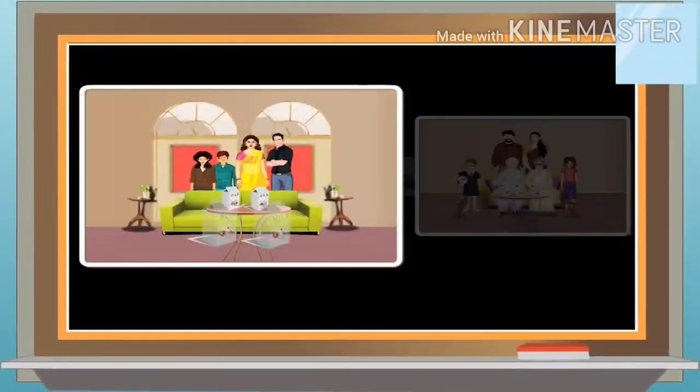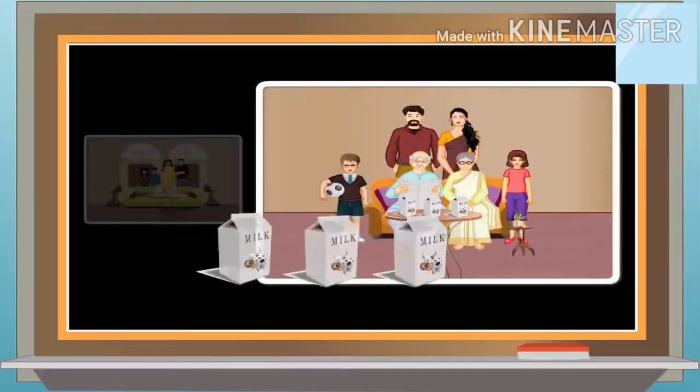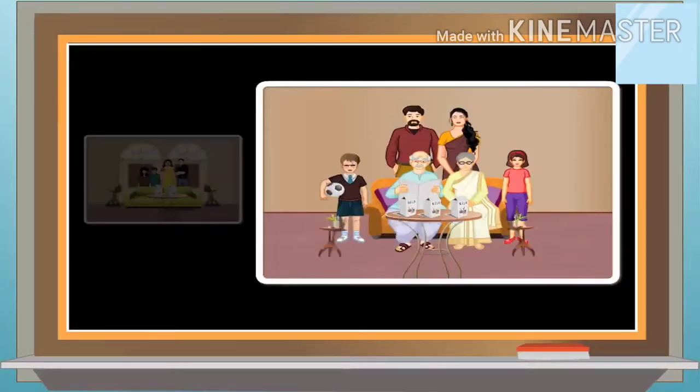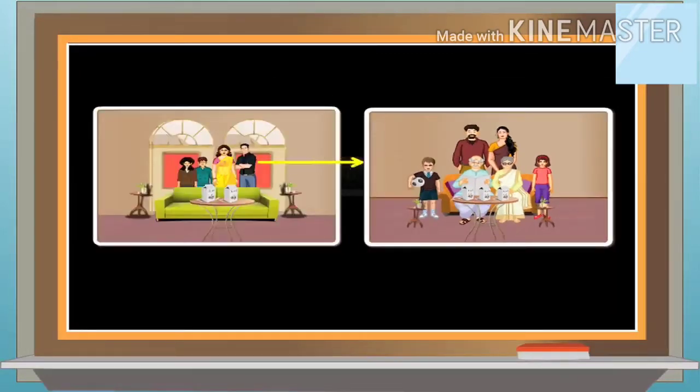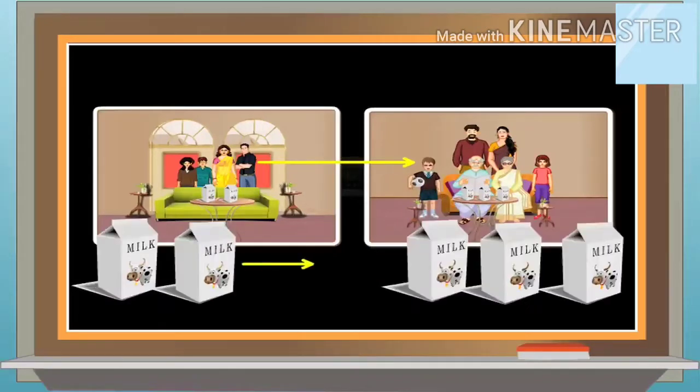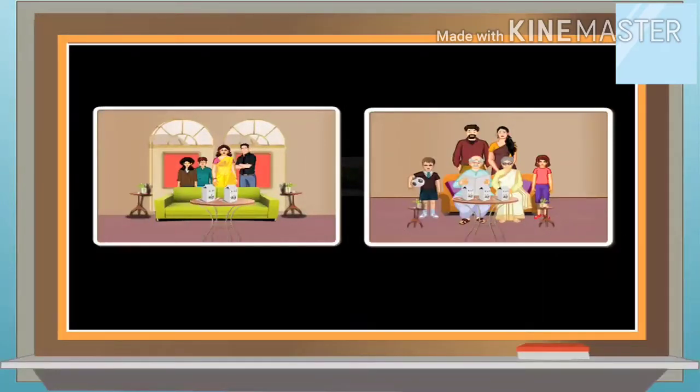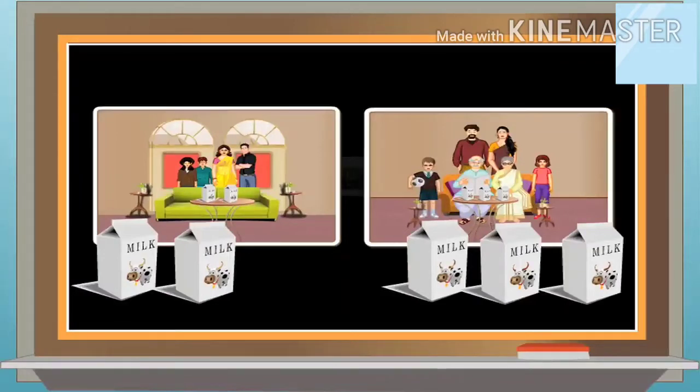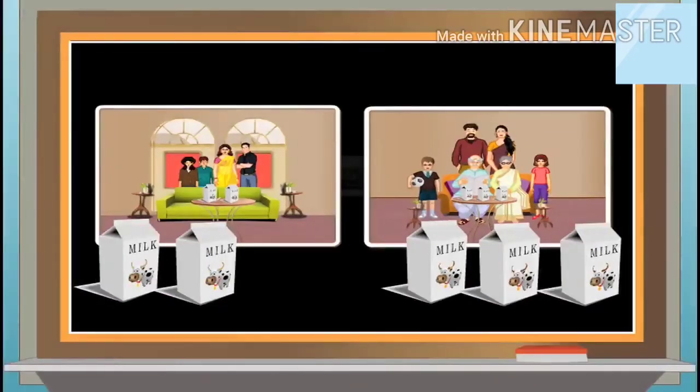As the family members increase, the milk required for the family also increases. As in our example, the first family requires 2 liters of milk and the second family requires 3 liters of milk. So as the number of members increases, the number of liters of milk required also increases. It means a change in one quantity results in a change in the corresponding other quantity. So this is an example of direct proportion.